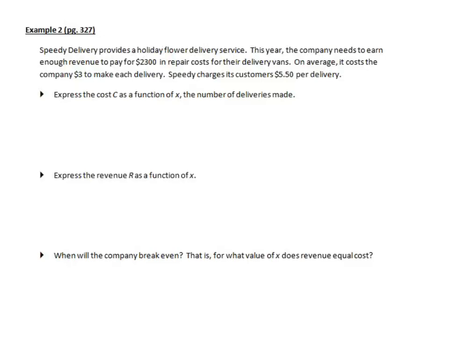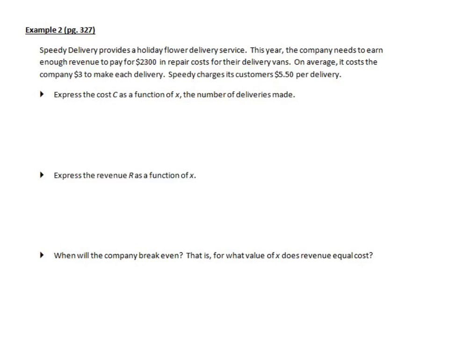Here are two additional examples of using linear equations for profit-cost analysis. Example 2, taken from Mathematical Ideas, page 327. Speedy Delivery provides a holiday flower delivery service. This year, the company needs to earn enough revenue to pay for $2,300 in repair costs for their delivery vans. On average, it costs the company $3 to make each delivery. Speedy charges its customers $5.50 per delivery.